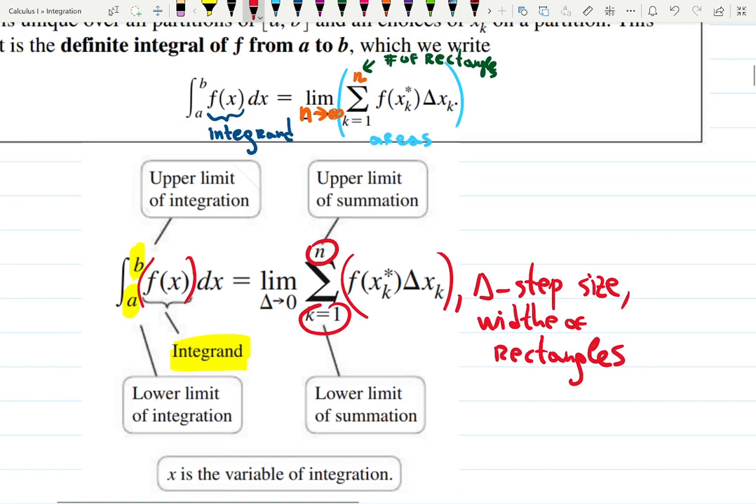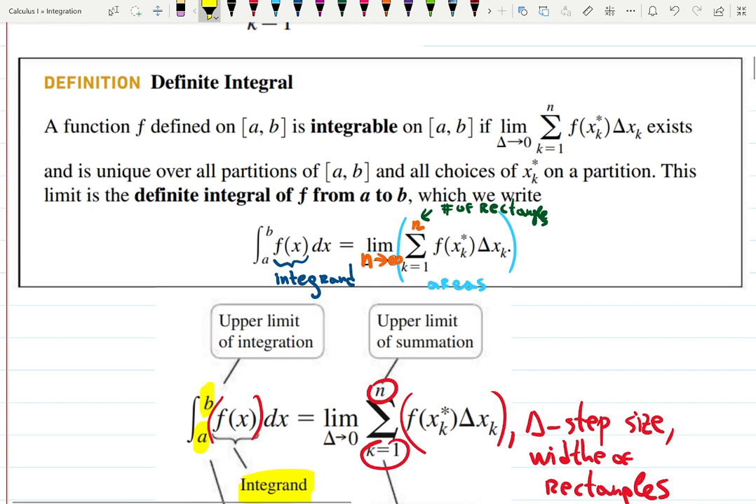So here's the idea. And then to explain you some English behind this, a function is defined on the closed interval. It's called integrable if it has an integral. Here's a definition of an integral. This limit should exist. Remember, not all limits exist. Left limit must be equal to right limit, right? So it exists. It's unique over all the partitions. Partitions means those sub-intervals.